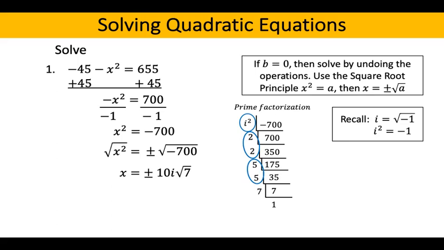Now that x is by itself, we can write our solution in set notation. Negative 10i square root of 7, and positive 10i square root of 7. In set notation, our solutions are always least to greatest.